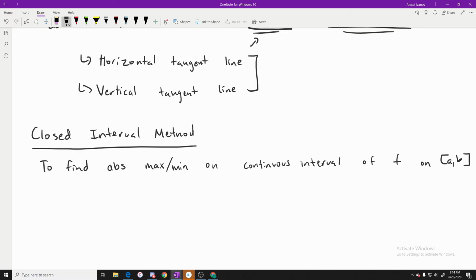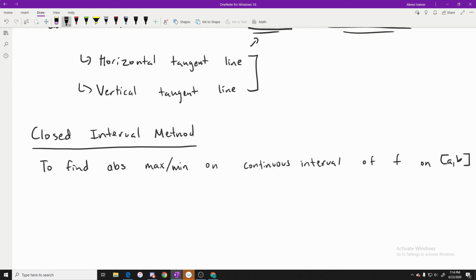So all of this brings us back to why we are doing this stuff. We want to find maximum and minimum values because they're going to help us see how this function behaves, and we're going to be able to sketch the function a lot better. And this brings us to our last talking point, which is the closed interval method. Essentially, it's helpful to find an absolute max or min of a continuous function on a closed interval.